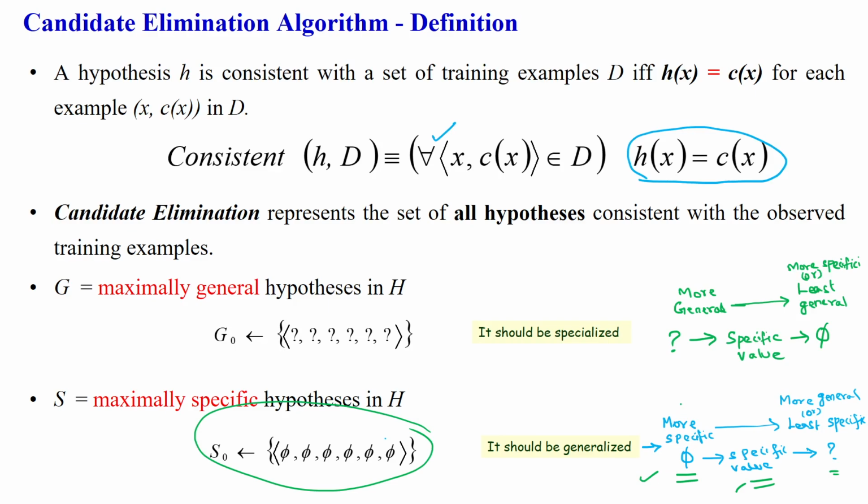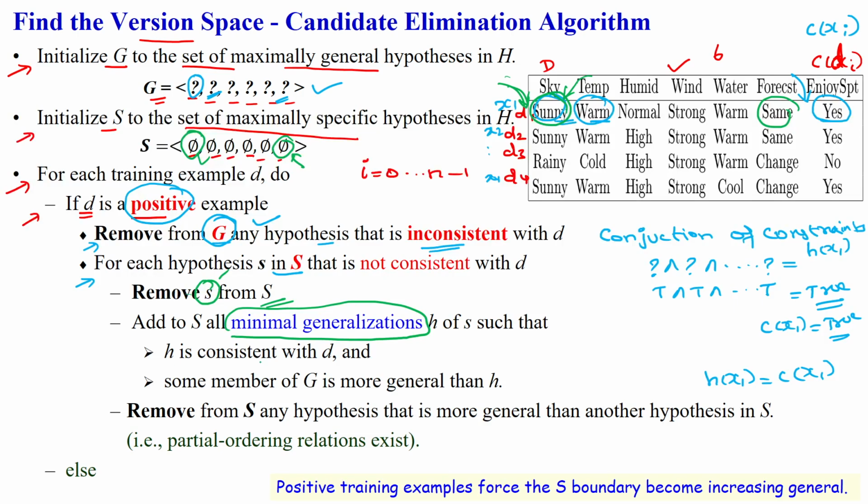We are moving from more specific to more general, or least specific. Least specific means more generalization, right? So this hypothesis we found in the S1, the new hypothesis, will be consistent with respect to the data set D. Then here we already found in the G1, so the G1 is more general than this S1. That is the statement. Then we have to remove any hypothesis which is more general than another hypothesis S, I mean the specific hypothesis. Now for the positive example, it is over.